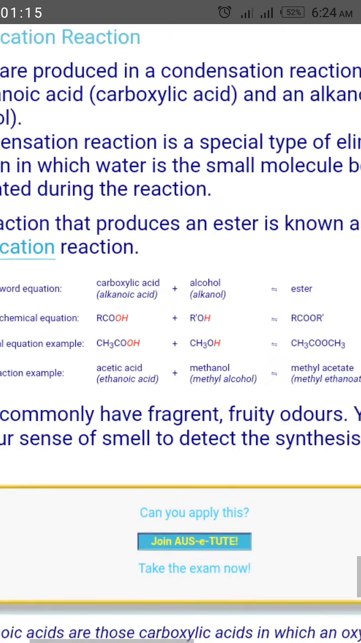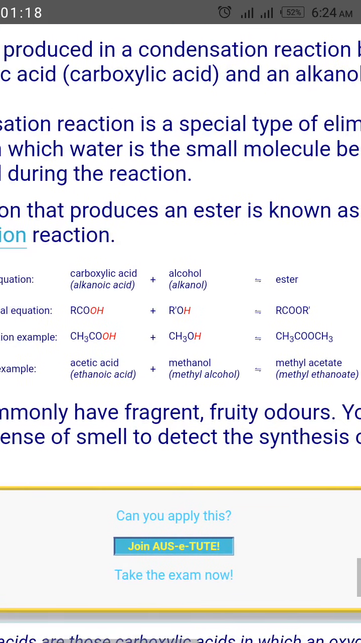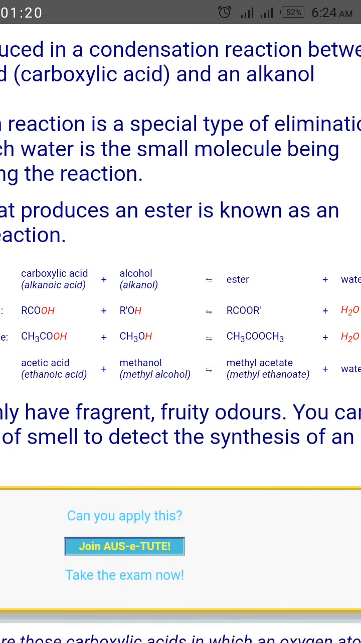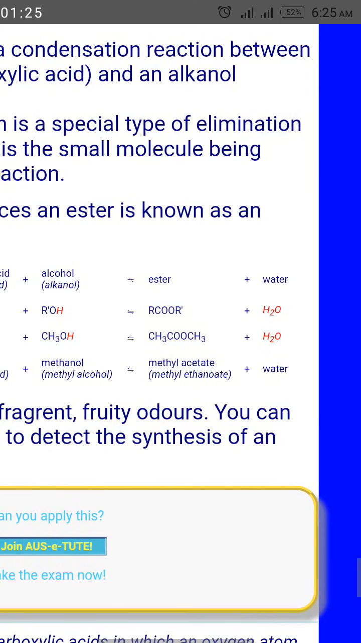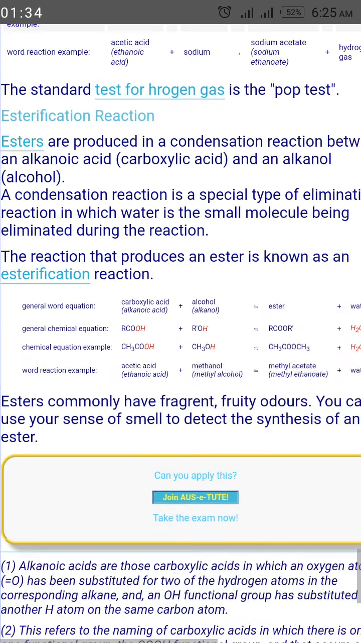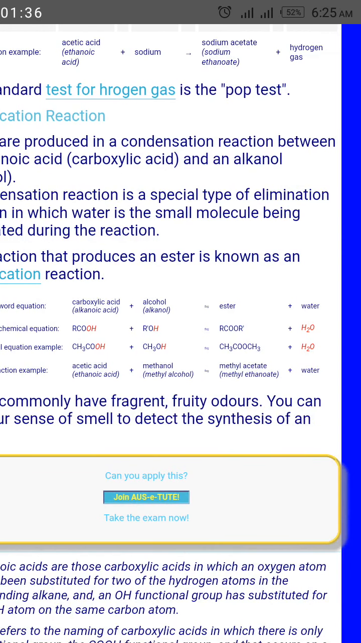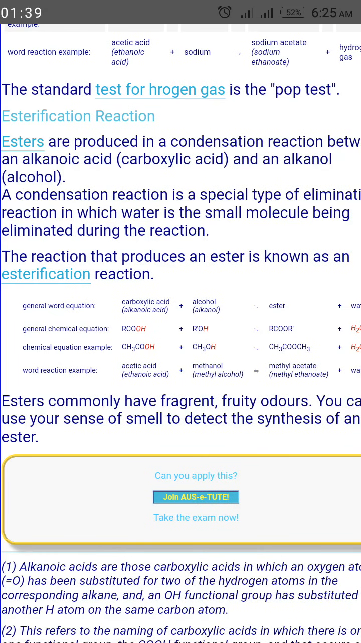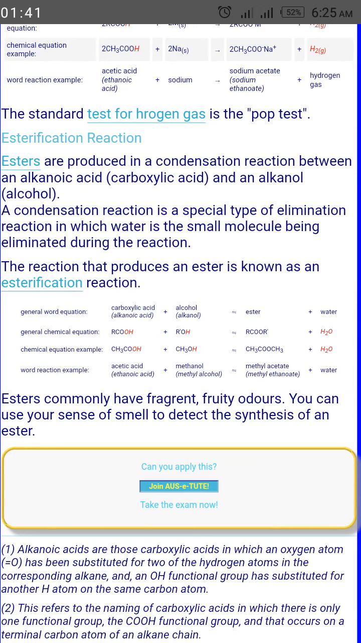Look at it here. For instance, acetic acid is reacted with methanol to give you methyl acetate and water. So methyl acetate here is an ester. Esters commonly have a fragrant fruity odor. That is a physical property of esters. They have fragrant fruity odors. So you can use your sense of smell to detect the synthesis of an ester.